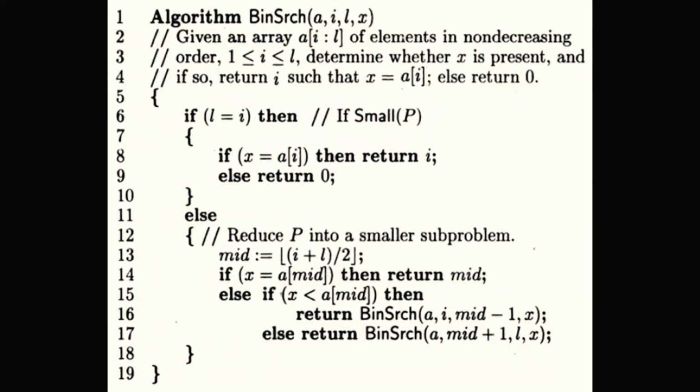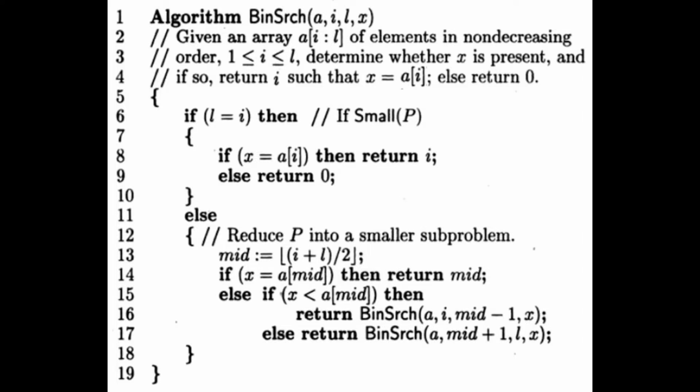Recursive algorithm for binary search. Binary search of A, I, L, x. The name of the algorithm is binary search. A is the linear array. I is the lower bound. Lower bound means the index of the first element in the array.